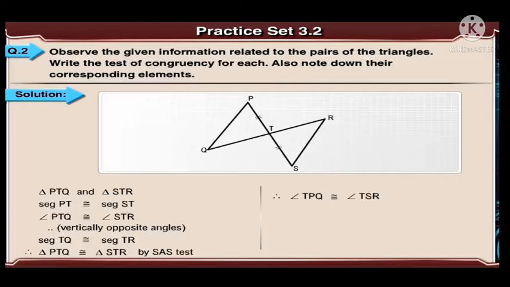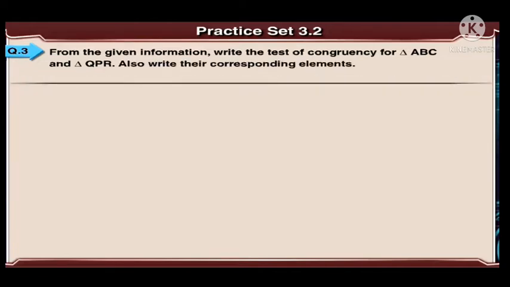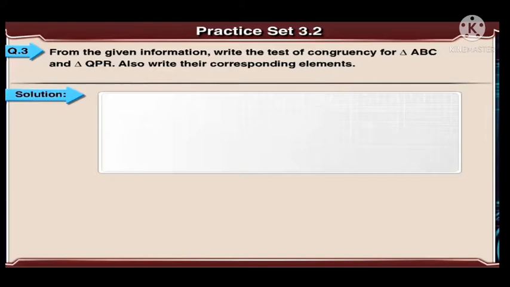Therefore, angle TPQ is congruent to angle TSR. Angle PQT is congruent to angle SRT as they are corresponding angles of congruent triangles. Therefore, segment PQ is congruent to segment SR since they are corresponding sides of congruent triangles. Question number 3. From the given information, write the test of congruency for triangle ABC and triangle QPR. Also write their corresponding elements.